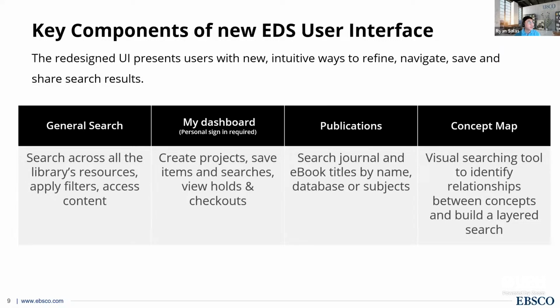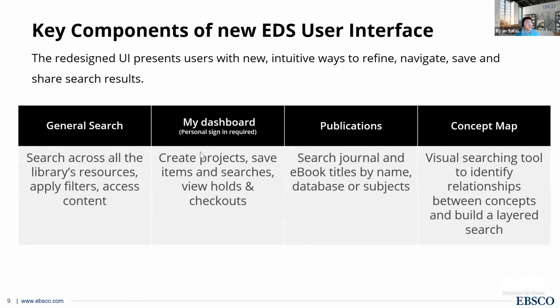You still have the general search, where you can search across all of your library's resources, and you can also apply filters and access content. You also have My Dashboard. If you're familiar with the My EBSCOhost folder in the classic EBSCOhost, this is the redesigned version, the upscaled version. You can now create projects, save items and searches. You can also view your holds and checkouts. And we're going to discuss this in a while.